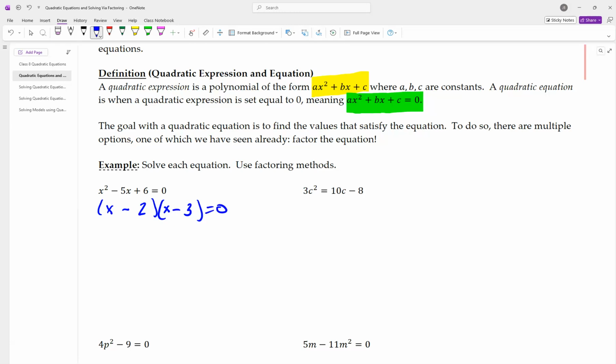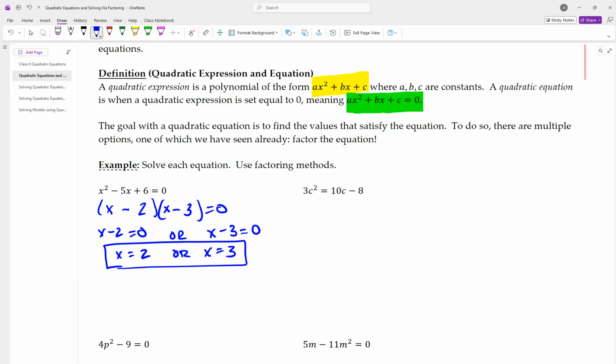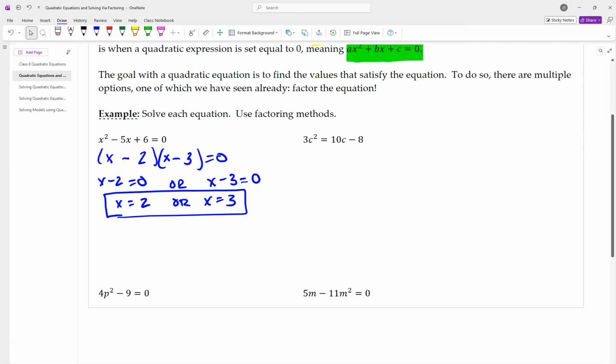And we know how to solve this, right? We can use the zero product property, which says if we have two things that multiply to 0, then each one has to equal 0 independently. And so we set these each equal to 0 and solve, and we would get x is equal to 2 or x is equal to 3. Okay, that's our first one. All right. Next one, 3c squared is equal to 10c minus 8.